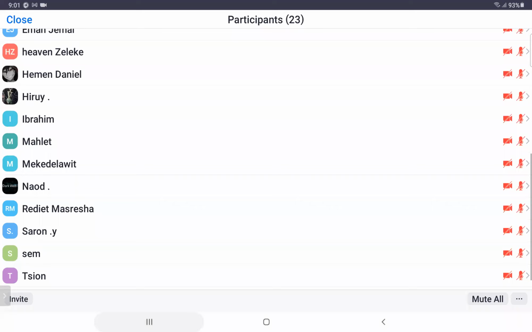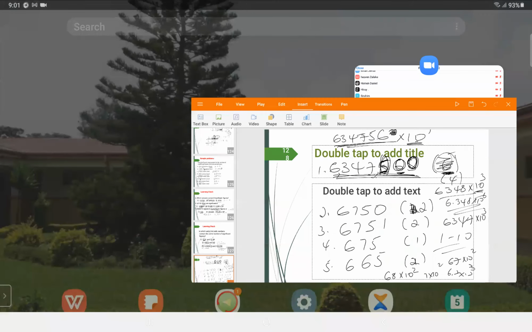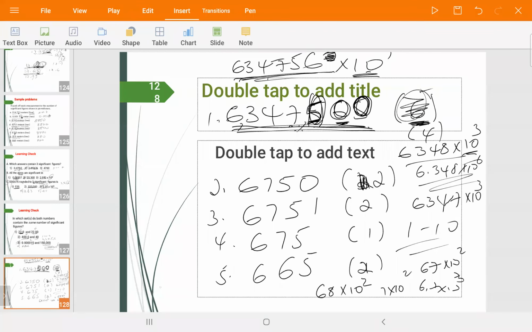Times 10 to the power of 2. 67 times 10 to the power of 2.